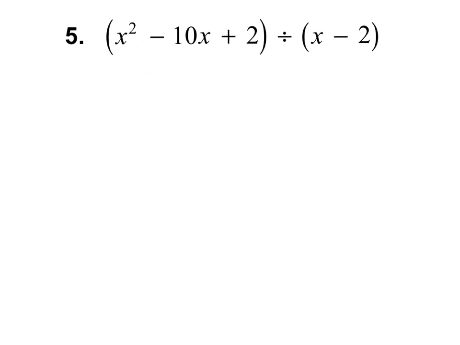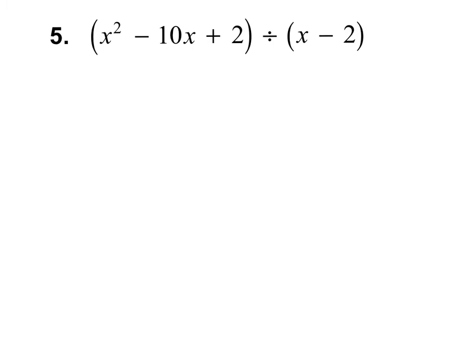If it's a little confusing, it's okay. You'll get the hang of it. It just takes a little bit of practice. So, step 1, figure out what makes your divisor 0. Again, it's usually the opposite sign, so it'd be positive 2.